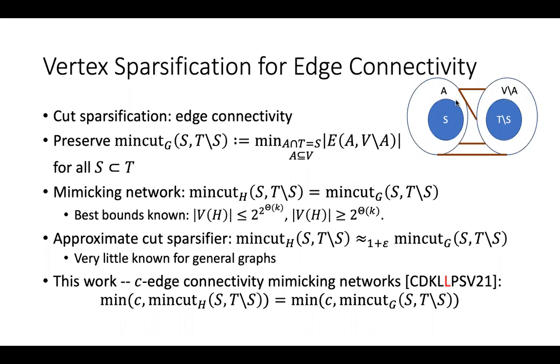In this work, we focus on the problem of C edge connectivity. This is actually a more restrictive version than even the 1 plus epsilon approximate. So here we should think of C equals something like 10, like a small constant. And the goal is to construct a graph H that preserves min cuts exactly as long as they're at most C. In other words, we want to preserve the value of min of C and the min cut. So we want to preserve small connectivities, and if the connectivities are large, we don't really care.